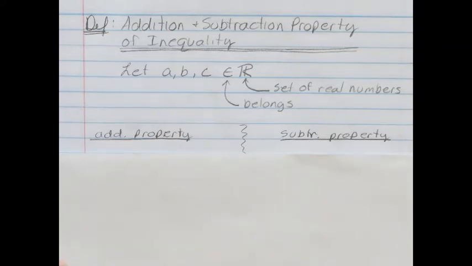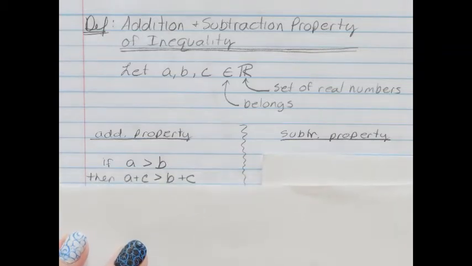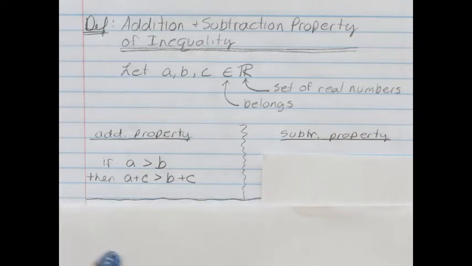So let's discuss the addition property. If A is greater than B, then A plus C is greater than B plus C. So let's talk a little bit about what they're doing. If this is true that A is greater than B, say 10 is greater than 1, then if I add the same value to both sides, it's still true. This side is still greater than that side.